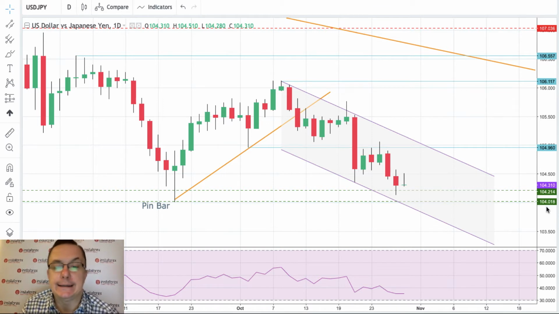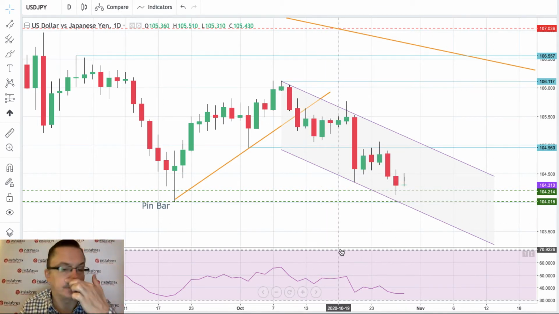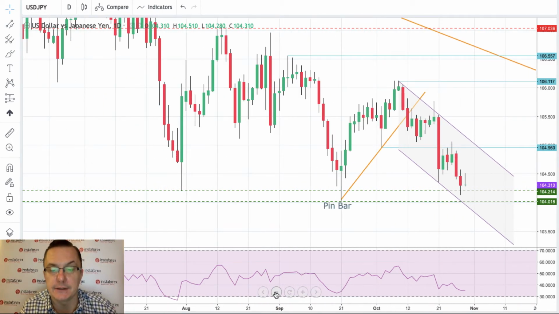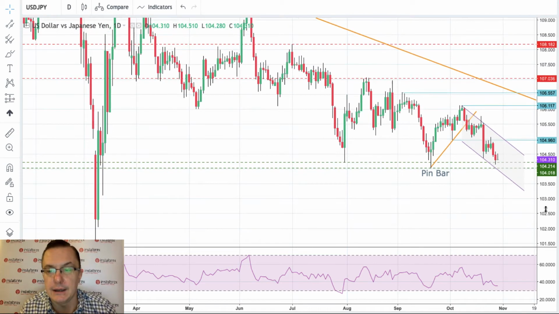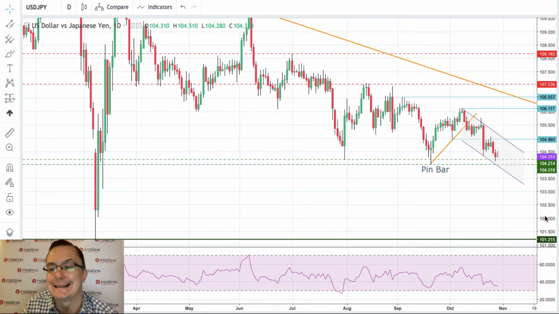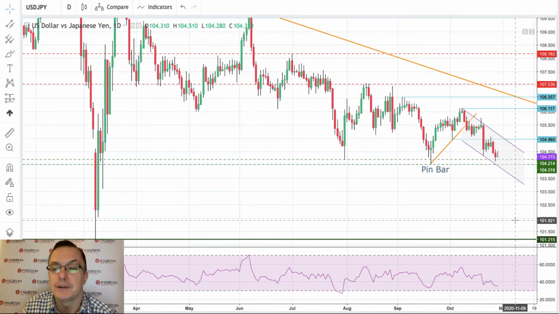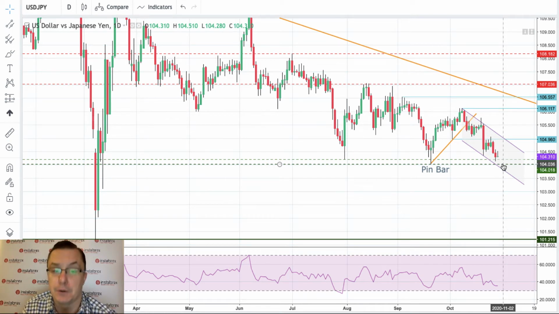So this is very important technical support, right? If this one is violated, as you can see, I'm scrolling, and then the next target is way below. Look at this. The next target is 101.21, so that's over 300 pips here. So this is key support.